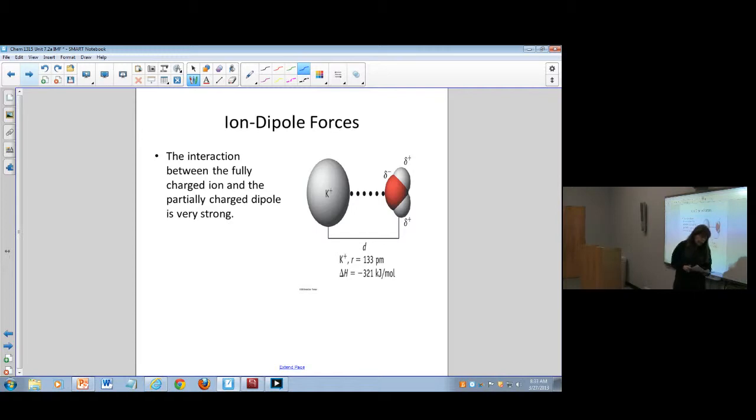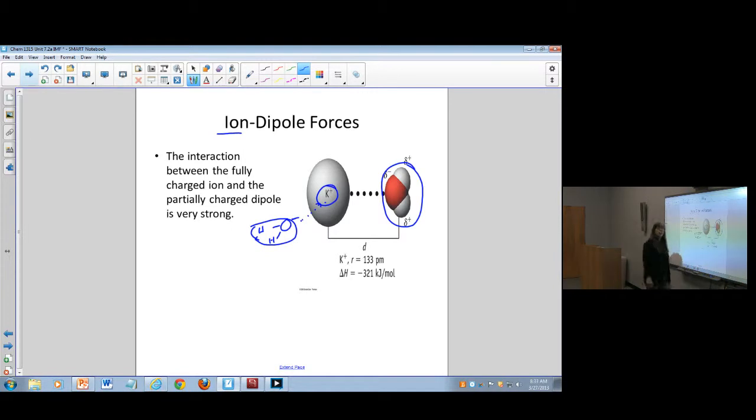Okay, so there are interactions called ion-dipole interactions. An ion, a fully charged molecule, for example like this potassium, and a dipole molecule like this water. Ion-dipole forces. Since this is a fully charged ion, it makes sense that the negative end of the oxygen, the water molecule, this is my water molecule, it's charged down here, would get attracted towards that potassium.